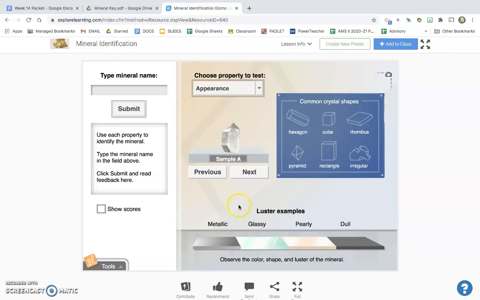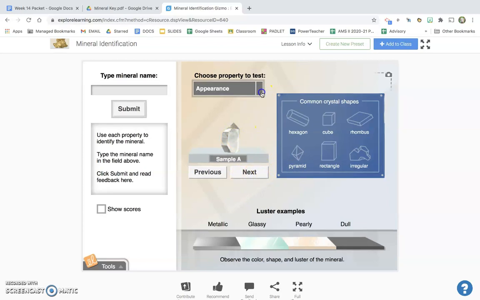Next, we're going to look at its luster. And the luster is how it reflects light. And so we're going to just bring it down here and compare. Does it look metallic, like a metal? I guess almost, but let's see. Glassy? Yeah, I think it looks glassy. Not pearly and not dull. So decide which one you think it is. I'm going to say that one is glassy.